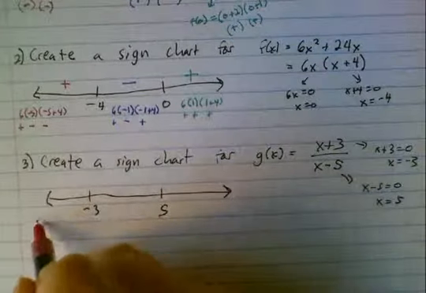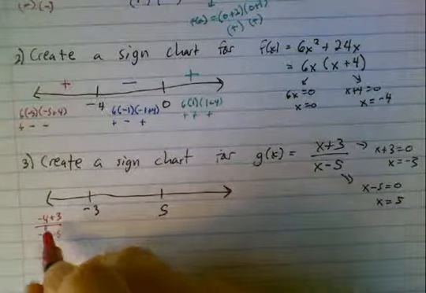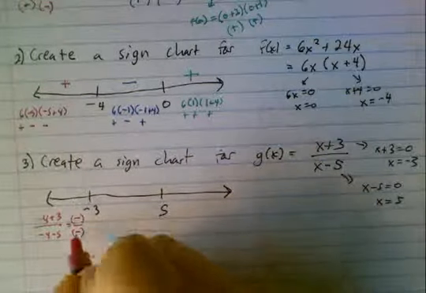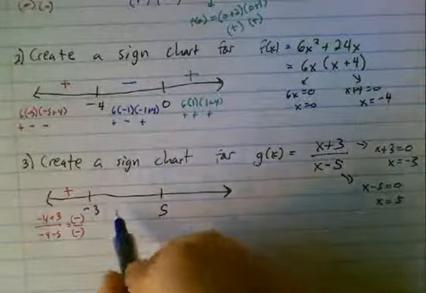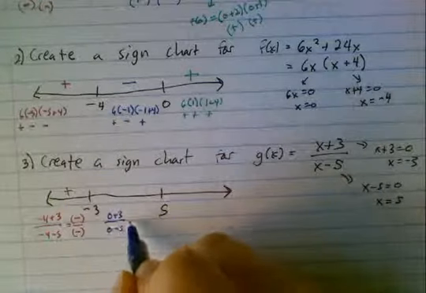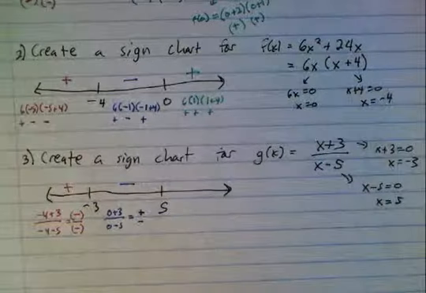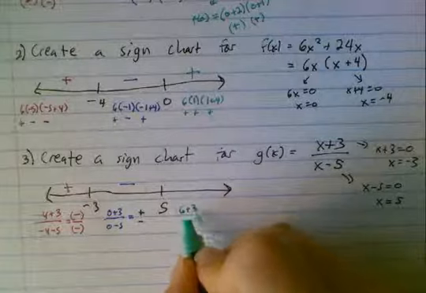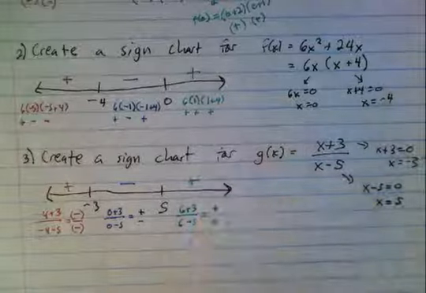A number less than negative 3: negative 4 plus 3 over negative 4 minus 5. That's going to be a negative divided by a negative, still positive. Between negative 3 and 5, 0 is a good one to use there. So we've got 0 plus 3 over 0 minus 5. That's a positive and a negative, negative overall. Number bigger than 5: 6 plus 3 over 6 minus 5. That's a positive, positive overall.